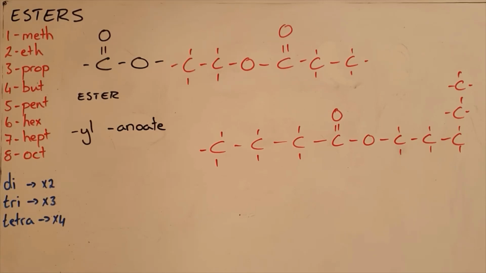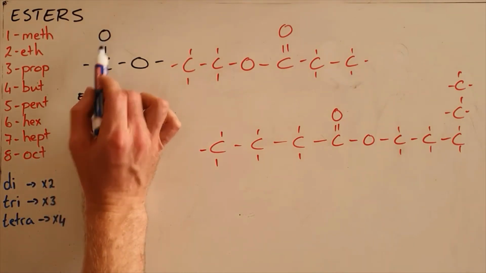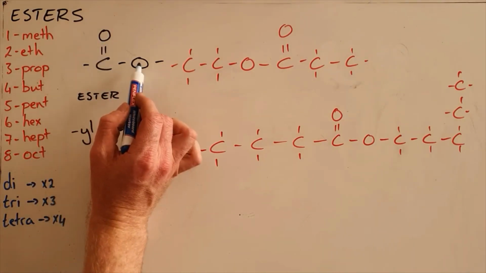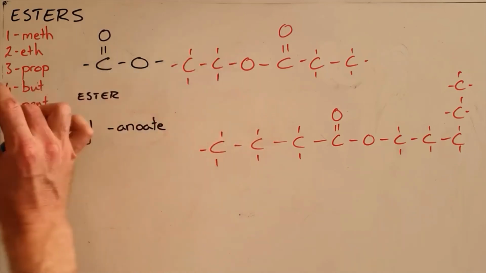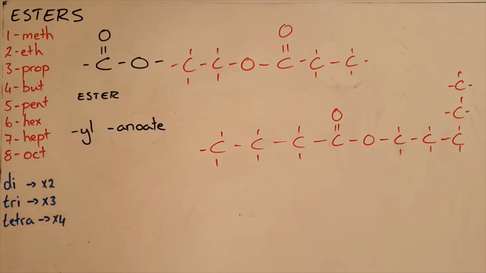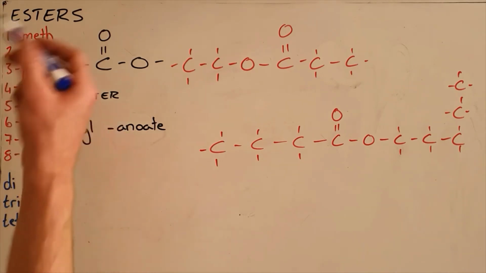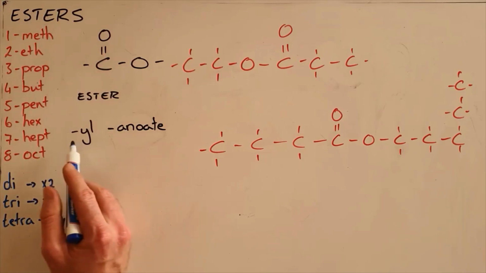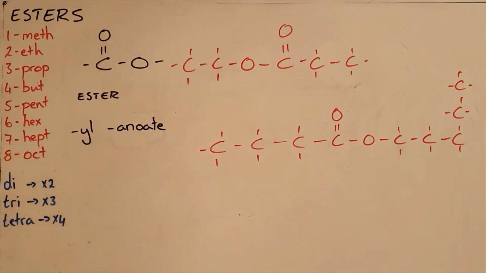Esters are organic compounds that contain the ester group, which is a carbon that is double bonded to an oxygen and also single bonded to an oxygen, with 2 separate carbon chains that go off in separate directions. When a compound contains this ester group, it is said to be an ester and gets the suffix in 2 words, yl and anoate. And it's important to be able to identify which part gets which suffix.